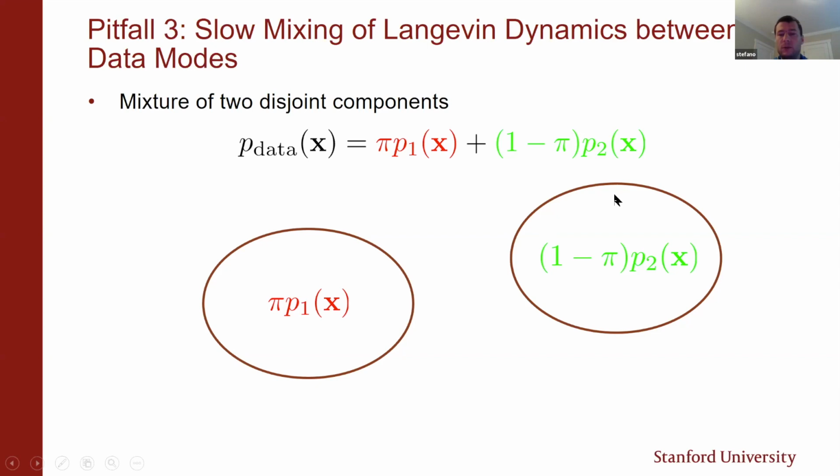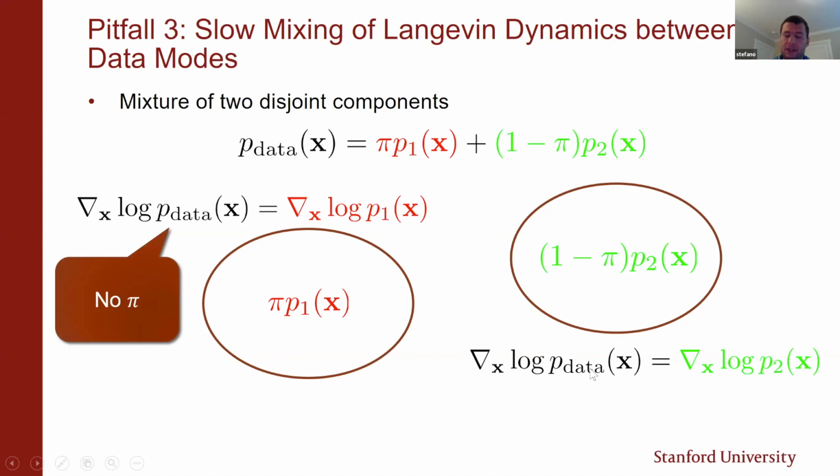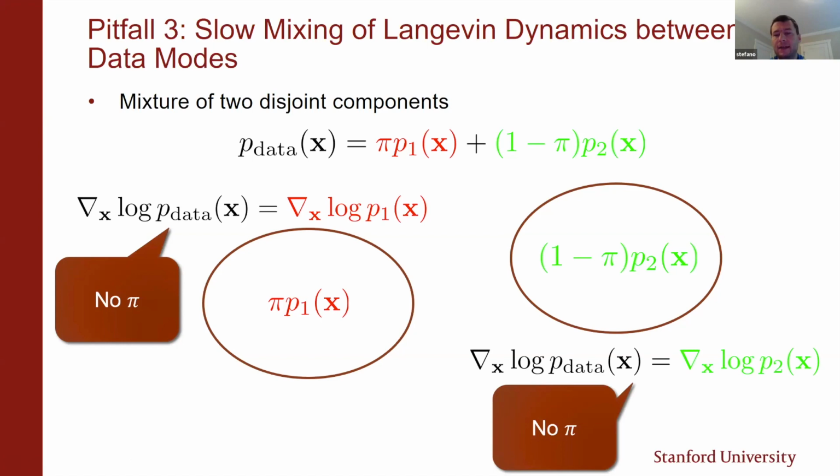Now, if you look at what is the true data score, you'll see that in here, the score is just going to be the gradient of log P1, and see that it does not depend on pi. Because when you take the log, you get log pi, which is a constant with respect to x, and so that disappears. And if you look at the gradient in here, again, it's just going to depend on P2, but it does not depend on pi. So what this means is that if you just look at the scores, you don't have enough information to recover the weighting of the two mixtures. And in practice, this is a failure mode of Langevin dynamics: if the density is not supported over the whole space, Langevin dynamics will not be able to go from one mode to the other. And so you are not going to be able to recover the right mixing coefficients.